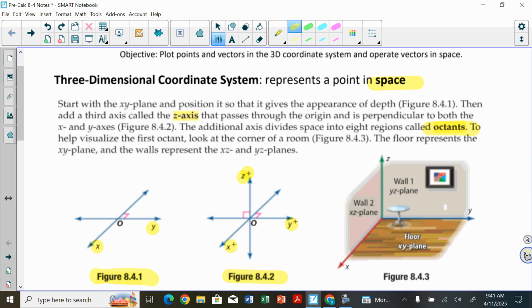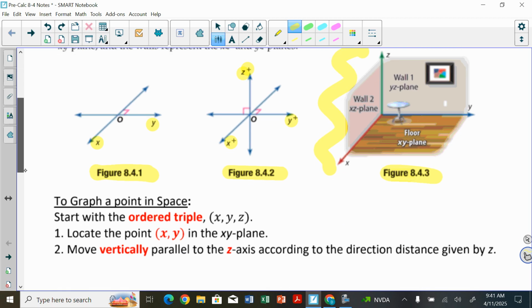That's the next one. And so when you first look at that, if we look at 8.4.3 here, a lot of times we look at the corner of a room as a good description of how this looks. Your floor here is the XY coordinate plane, and then your walls would be XZ and YZ, making that space. So you can see that makes that corner and what it would look like. So this example here is a good visual for the three-dimensional coordinate system.